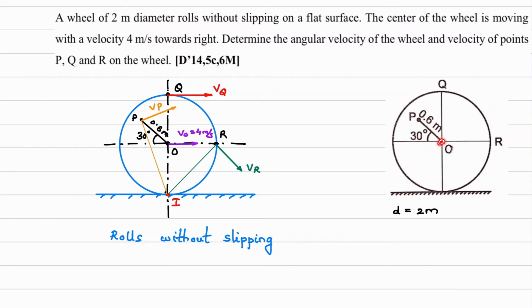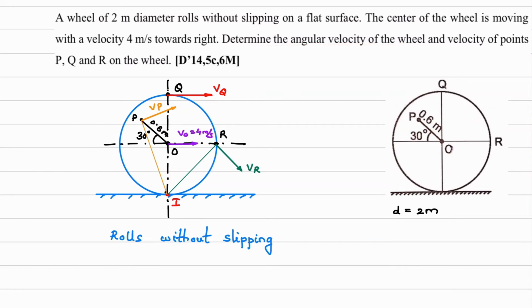So the center of the wheel is point O. Here Q is given, here R is given, and this is point P whose distance is 0.6 meter and angle is 30 degrees. Here you can observe the velocity of the center is 4 meter per second towards right. So I have shown VO, velocity 4 meter per second towards right. Determine the angular velocity of the wheel. So we have to find omega.